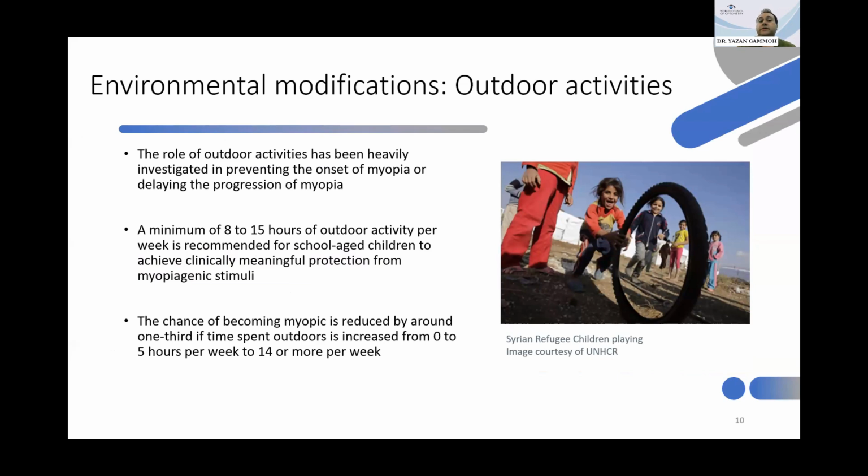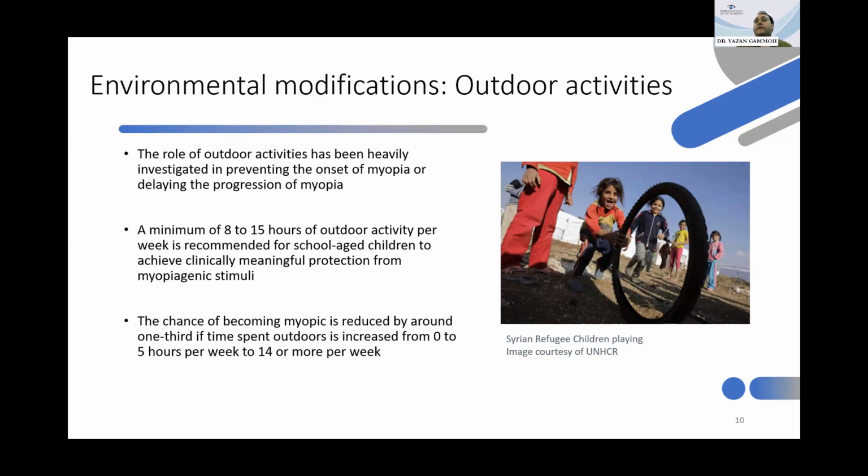Role of outdoor activities, I cannot emphasize its importance. A minimum of 8 to 15 hours of outdoor activity per week is recommended to achieve clinically meaningful protection from myopogenic stimuli. This is very important. I always support the fact that we protect the children from actually becoming myopic. And this is the role of outdoor activity.